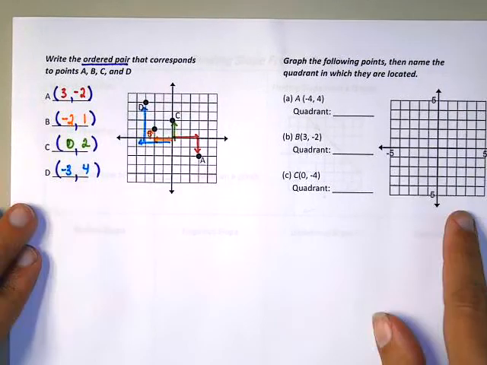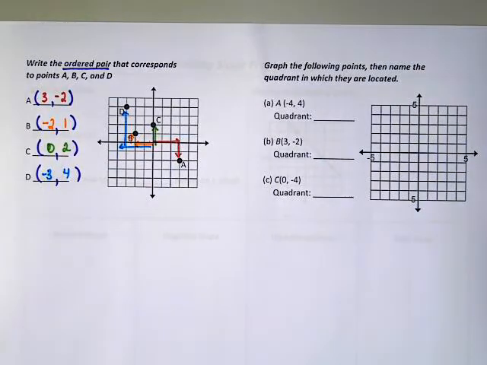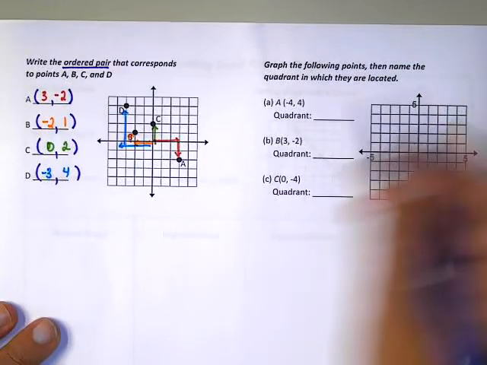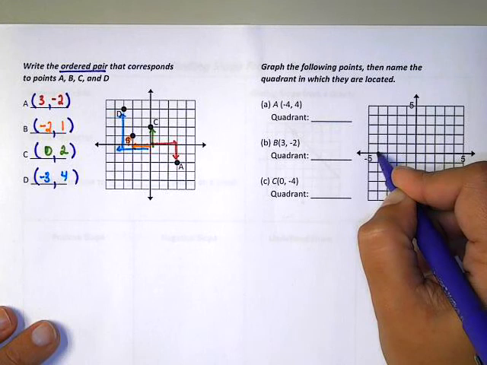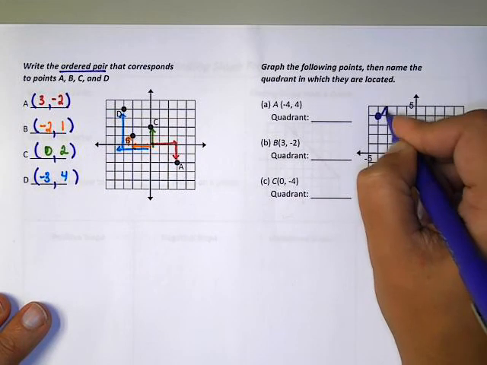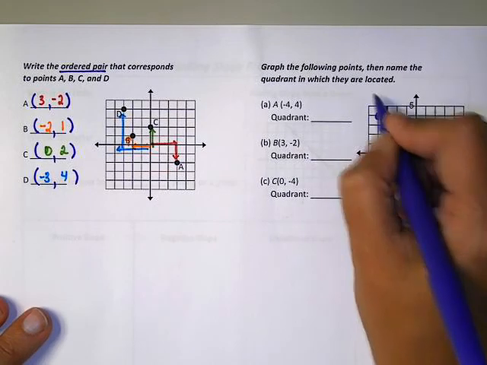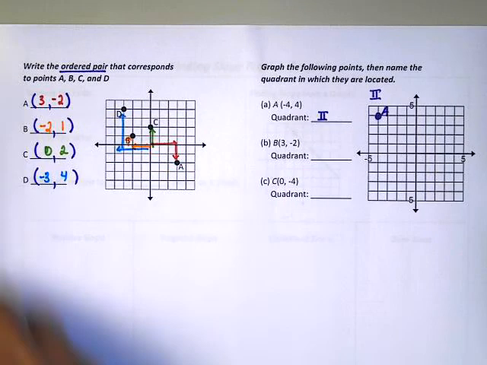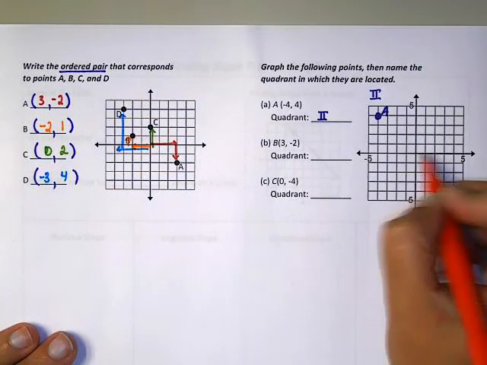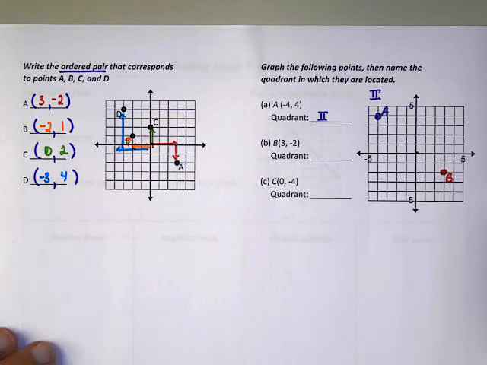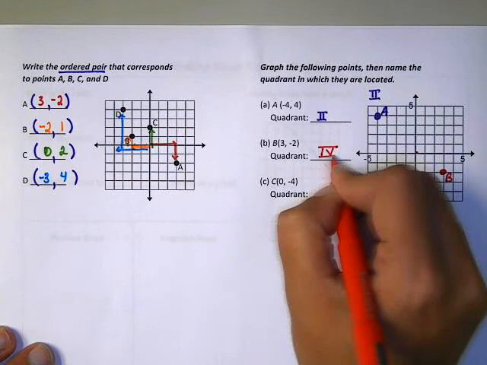In the next example problems, it says graph the following points and then identify the quadrant in which they are located. The first point I'm asked to graph is -4, 4. So first I would go left 4 spaces to get into the elevator, then I would go up to the 4th floor. The quadrant there would be quadrant 2. Point B would be right 3 spaces to go into the elevator and down 2 floors. The quadrant there would be quadrant 4.